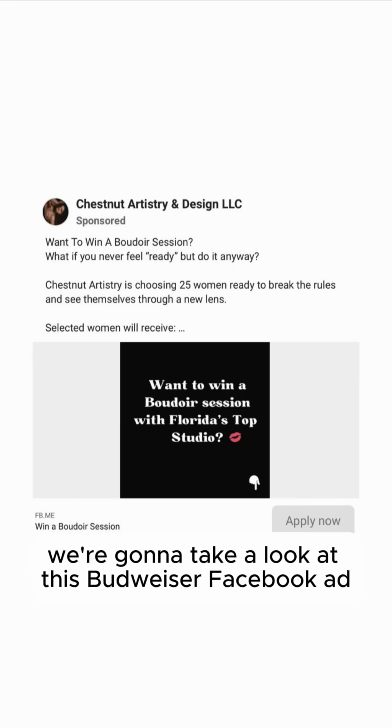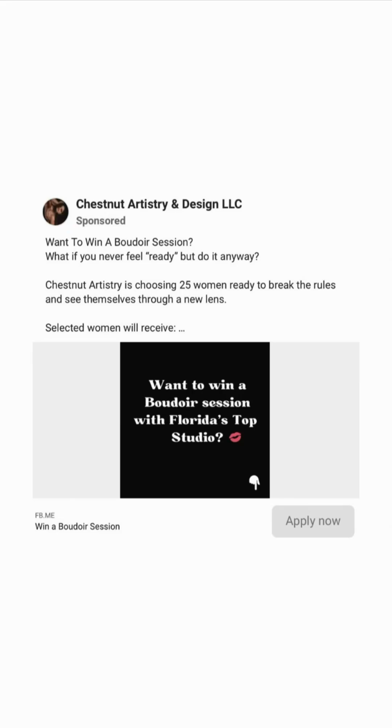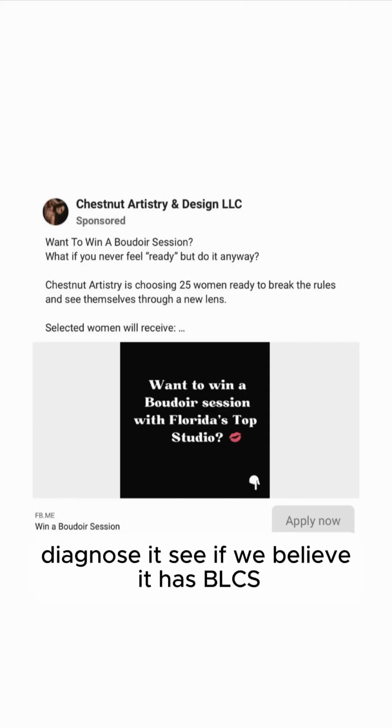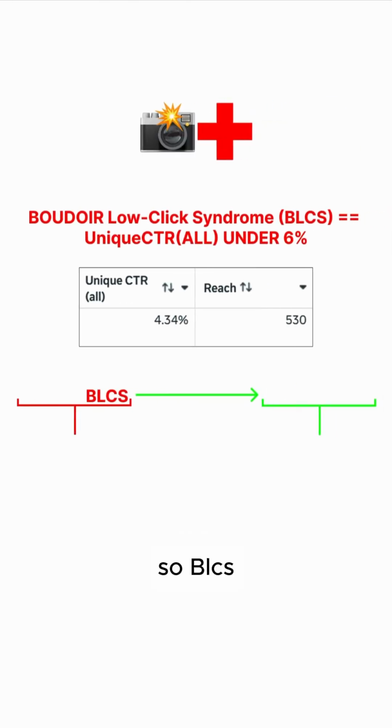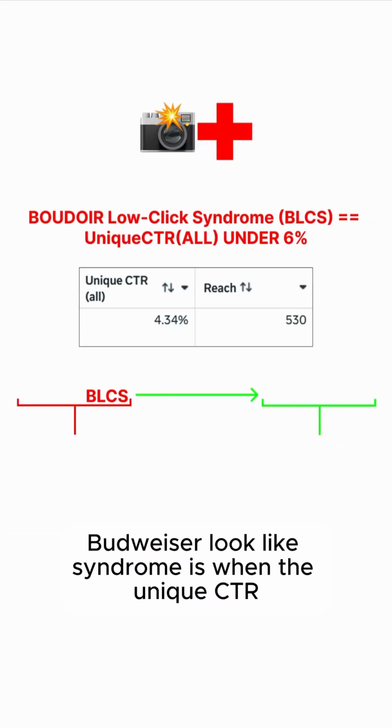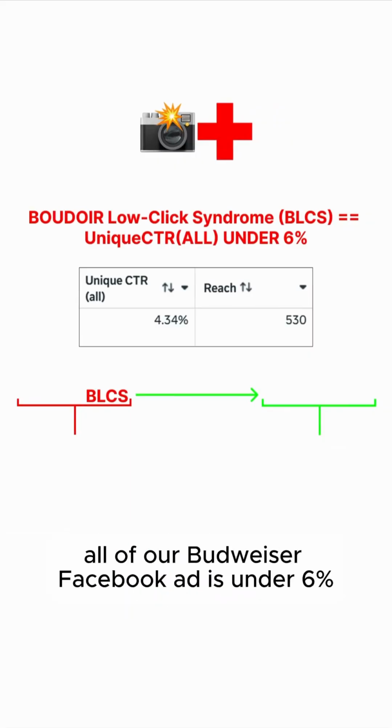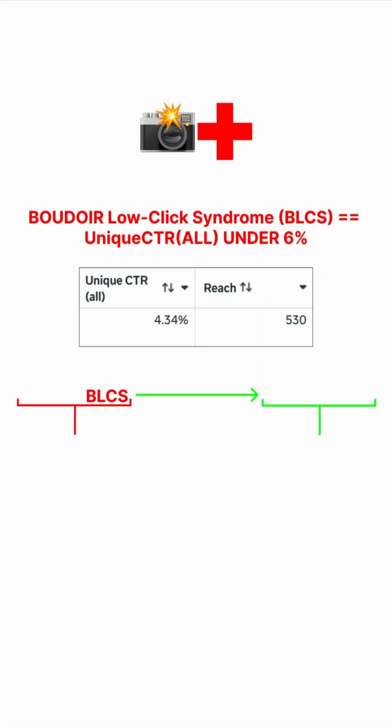All right, y'all, we're going to take a look at this Boudoir Facebook ad, diagnose it, and see if we believe it has BLCS, aka Boudoir low click syndrome. So BLCS, Boudoir low click syndrome, is when the unique CTR of our Boudoir Facebook ad is under 6%.